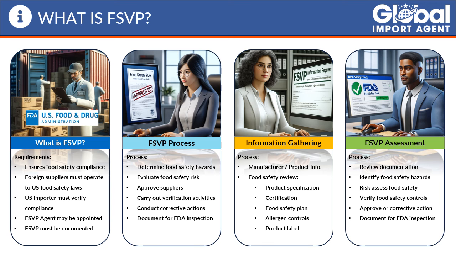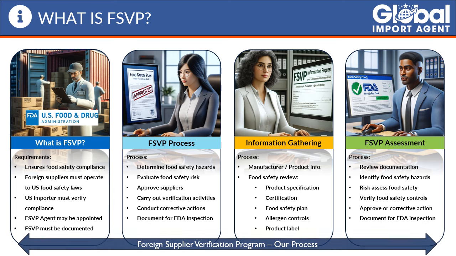An FSVP assessment involves a detailed review of all documentation to ensure that all food safety hazards can be verified as being controlled. A risk assessment will also take place, and verification activities should be identified and implemented. Corrective actions may be identified during this process, and everything is documented for later FDA inspection. Our FSVP process is designed to be thorough, and the documentation for FDA is then filed for a later FDA inspection.